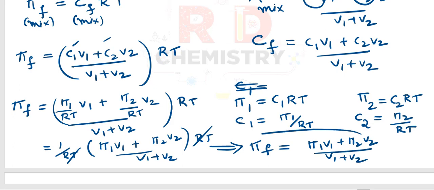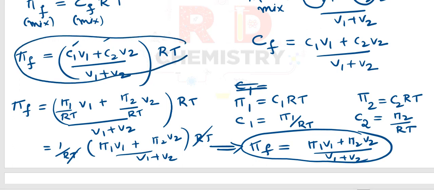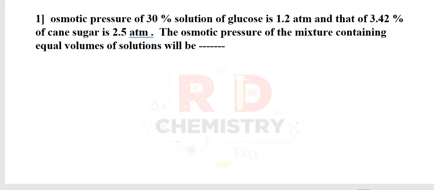See this formula. This is in terms of pi and V. RT is not there. And see this one, this is in terms of C1, V1, C2, V2, where RT is included. Okay, right?